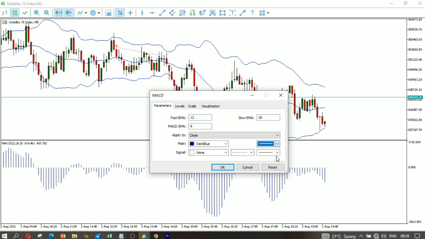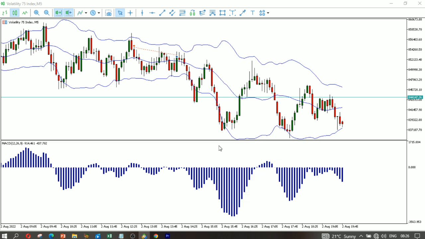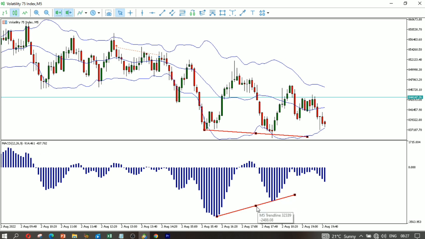So let me increase the size here. So the histogram will look like this, right? So now for you to enter into this market, here's what you need to see. You need to see the market creating a lower low like this. Let's say for you to buy, you want to see the market creating a lower low like this, and then you want to see the MACD creating a higher low like this, right? So this is called the higher low or lower high, I don't remember.